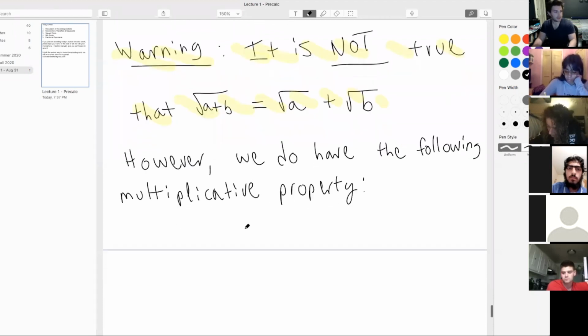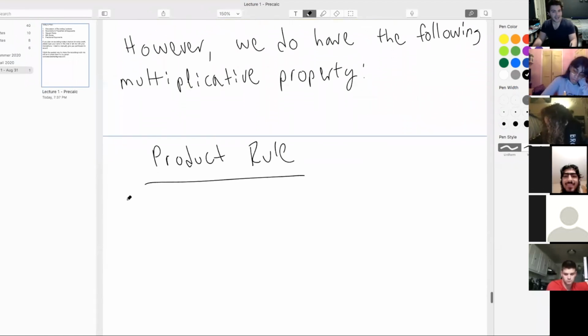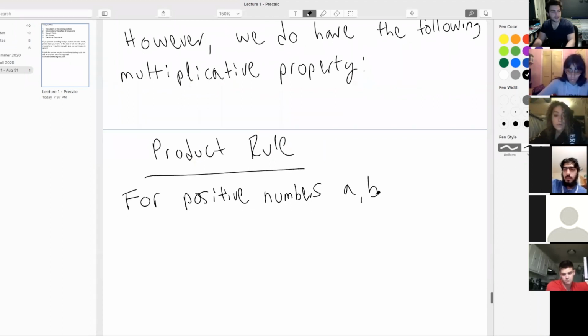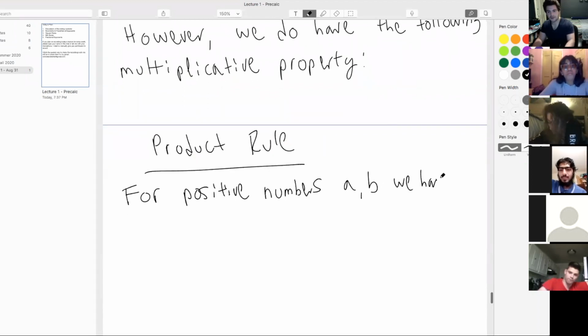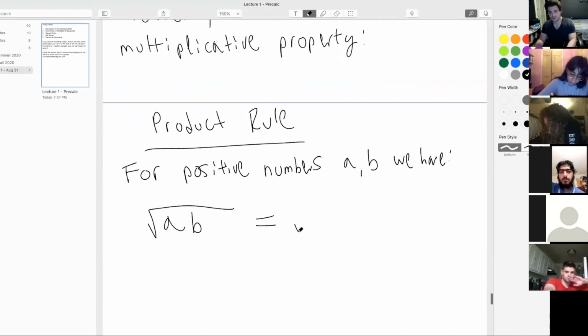All right, and here it is. This is also called the product rule. I know we're overloading our terminology here, but here's a product rule. It states that for positive numbers a, b, we can split the square root into products. The square root of the product AB is equal to the square root of A times the square root of B.